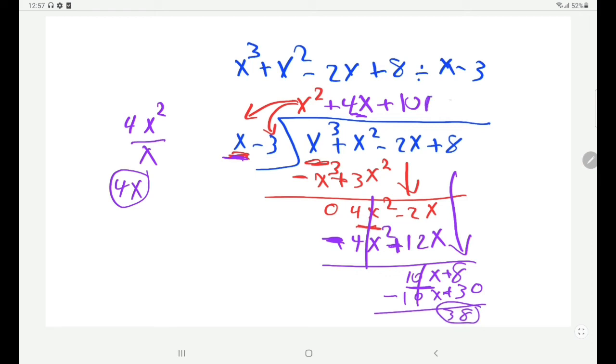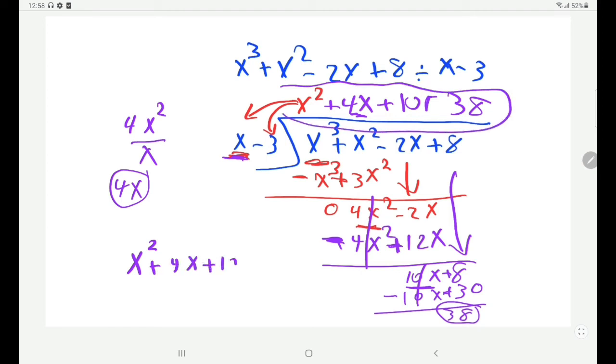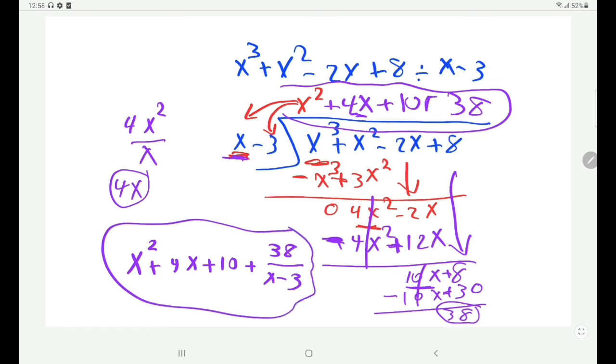So remainder is 38. And how do we write the answer? We write the answer like this: x squared, I get it from the top here, plus 4x plus 10, plus 38 over the divisor, which is x minus 3. And that's your answer. This is your final answer.